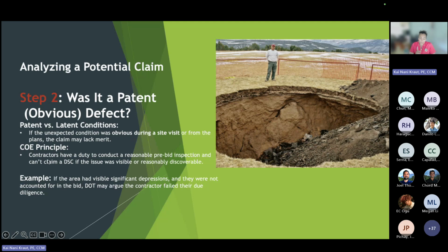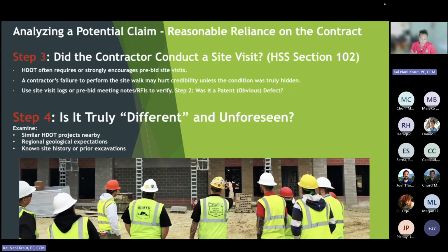So the Corps of Engineer principle, that's another reference that was used. Contractors have a duty to conduct a reasonable pre-bid inspection. So this is a legal tenet. It's in the 103 for our specs. It's in the law that the contractor has a duty, reasonable. So if you go to the site and you can see it, it's not a differing site condition. If the area had visible significant depressions and they were not accounted for in the bid, DOT may argue the contractor failed to do their due diligence, which again is in, oh, sorry, it's in 102, not 103.